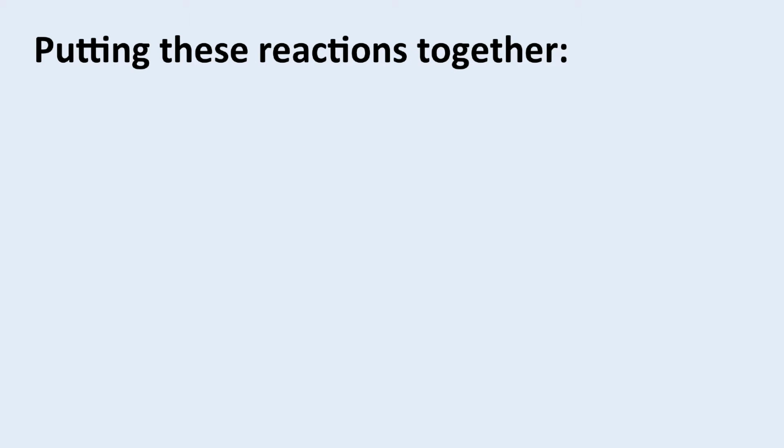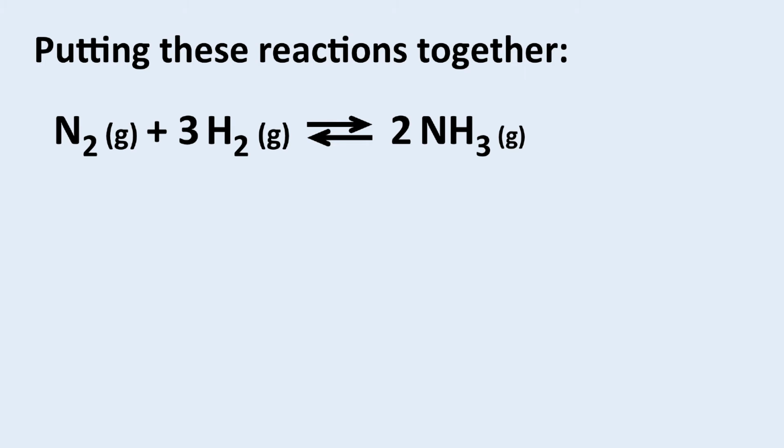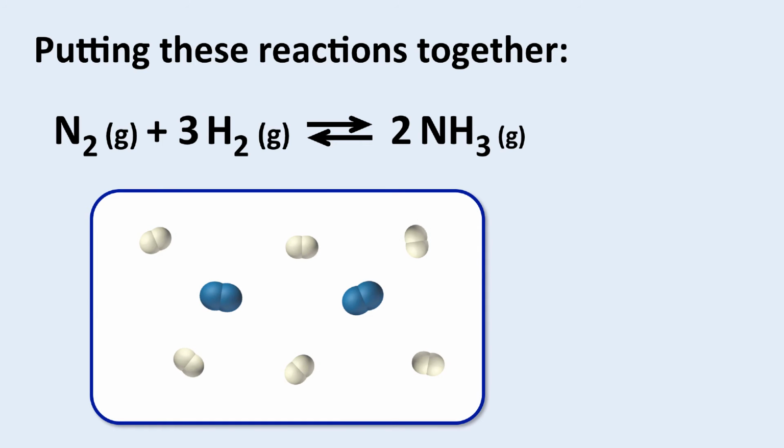Now we can put these reactions together because essentially they're the same reaction but in opposite directions. Rather than writing two reactions, we simply write one reaction but with two arrows. The arrow to the right indicates that nitrogen and hydrogen can make ammonia. The arrow to the left indicates that ammonia can make nitrogen and hydrogen. And we often use this for situations of chemical equilibrium.